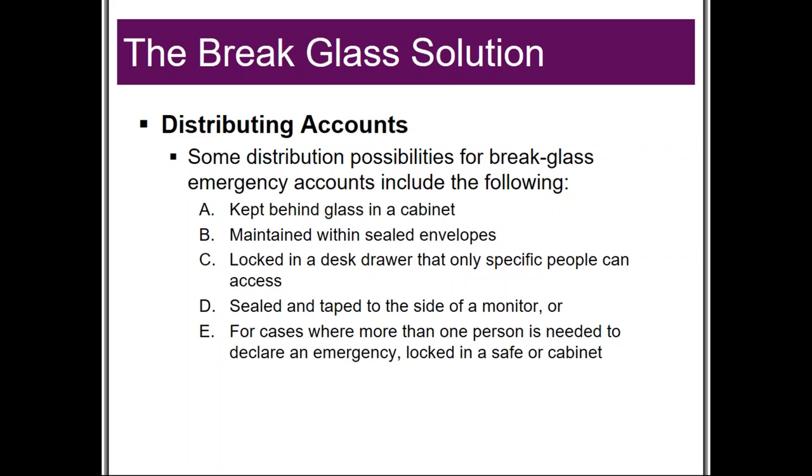The next one, for cases where more than one person is needed to declare that emergency, it can be locked in a safe or a cabinet where one person knows the combination, but the cabinet key, or they might have the cabinet key, and then a different person has the key to the room. So a different person lets you in, I go over to the cabinet, I open it up, and I take out the emergency procedures.